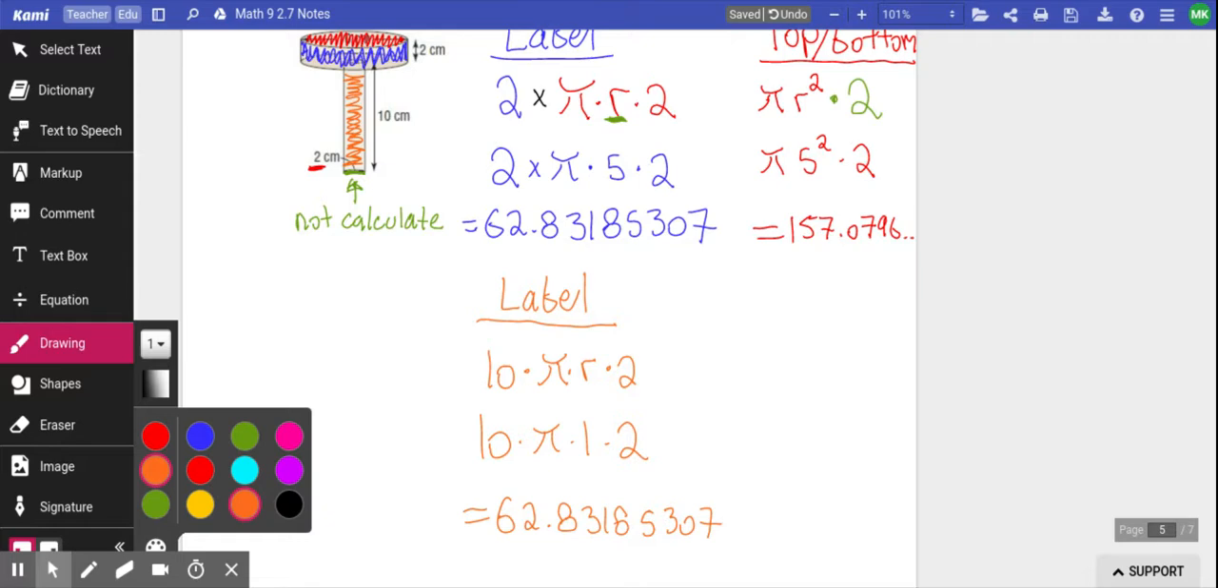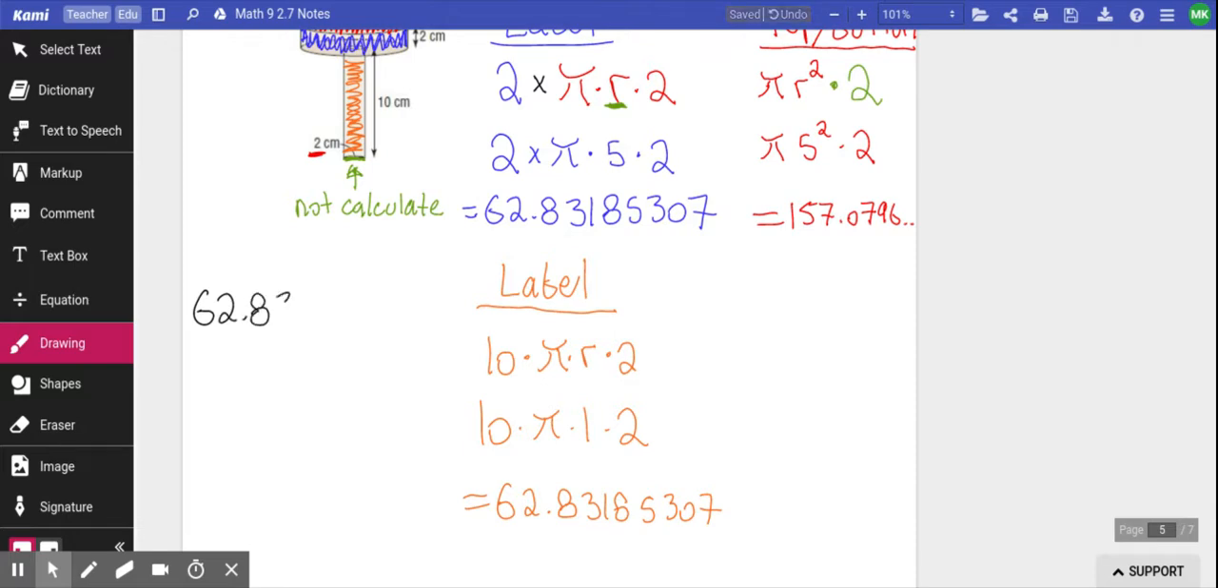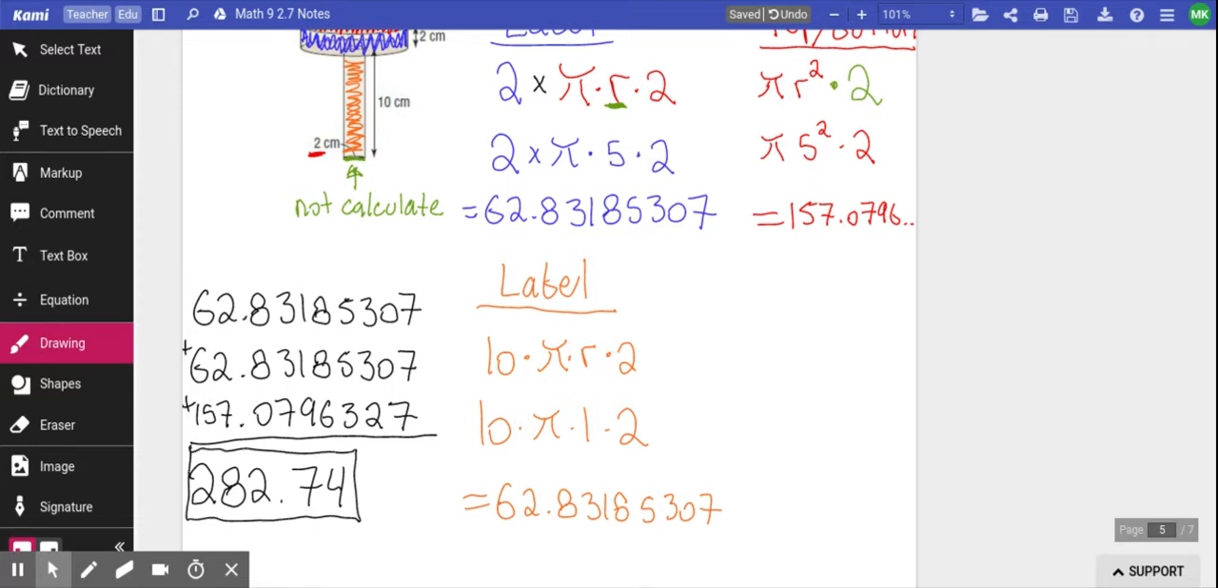You've now broken that shape down into all of its parts. If you want the total surface area, you add all those numbers together. So my final answer would be 62.83185307 plus 62.83185307 plus 157.0796327. If you times by 2, that's the same deal. If you put those in your calculator and you add them all up, and we'll round to the nearest hundredth, which is the second decimal place, you get 282.74. That would be the area of the composite shape.